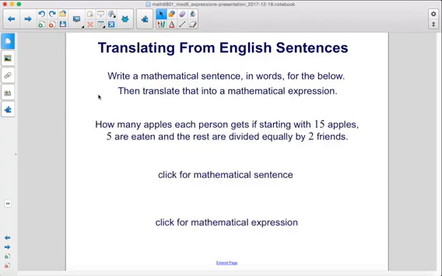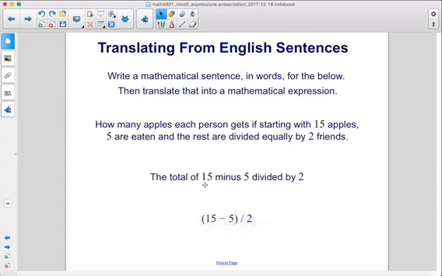Write a mathematical sentence in words for the below, then translate that into a mathematical expression. How many apples each person gets if, starting with 15 apples, 5 are eaten and the rest are divided equally by 2 friends? So the total amount of apples is 15 minus 5 and then divided by 2. So you take 15 minus those 5 apples and then you divide that by 2. And make sure that this is in parentheses so that you know to find this number first, and then you divide that number by 2.